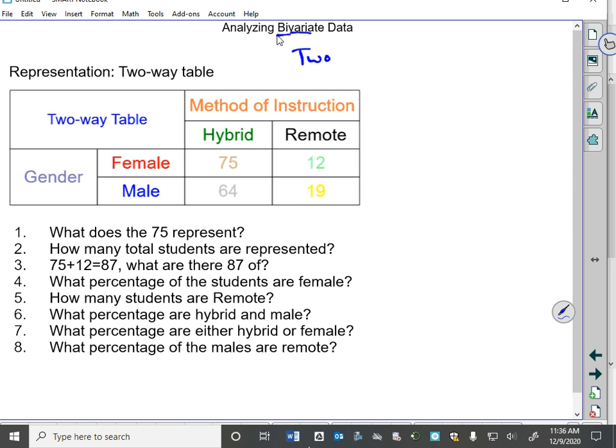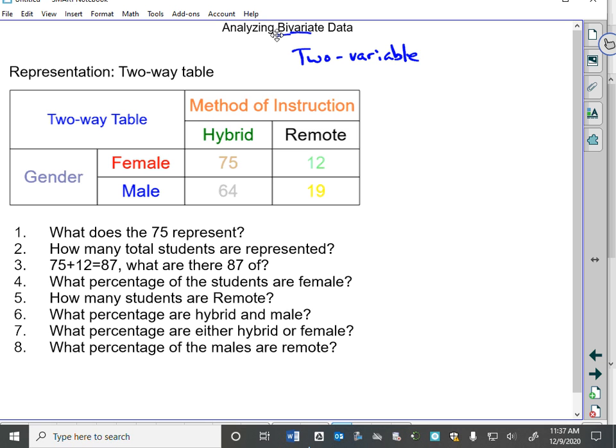And vary sounds like variable, and so this is just two-variable data, so two different variables that are connected in some way. And one way to represent bivariate data is in something called a two-way table. This is an example of a two-way table, and I'm just going to talk about how it works, how you read from that so that you can build your own or read things from future ones.